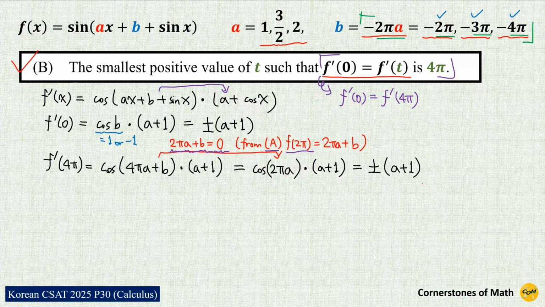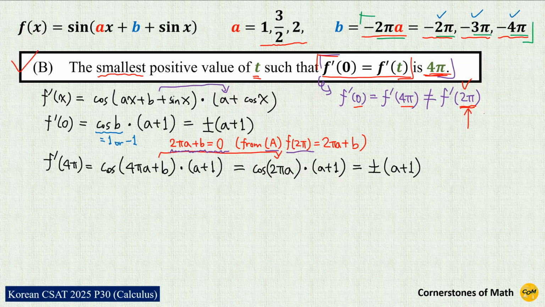In order to decide which sign to choose, we must use one more given condition, which is that 4 pi is the smallest positive number t satisfying the given derivative condition. This means that the values of the derivative at other points in between 0 and 4 pi must not equal f prime 0. For example, the derivative at 2 pi is not equal to the derivative at 0 or 4 pi.